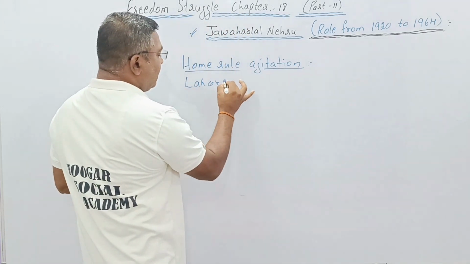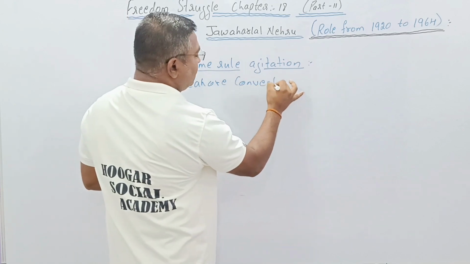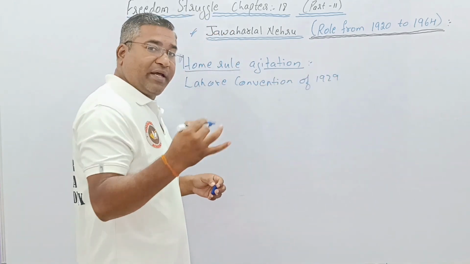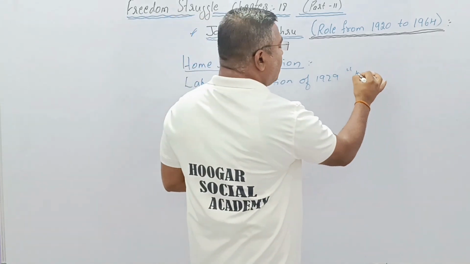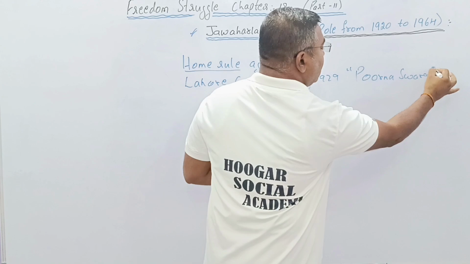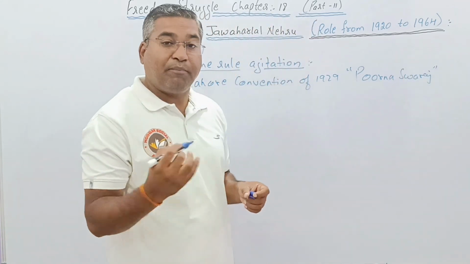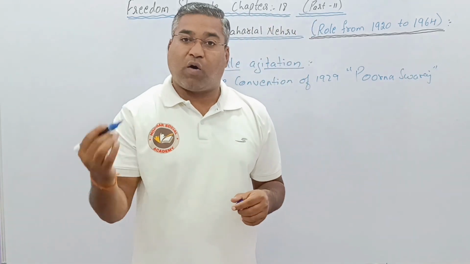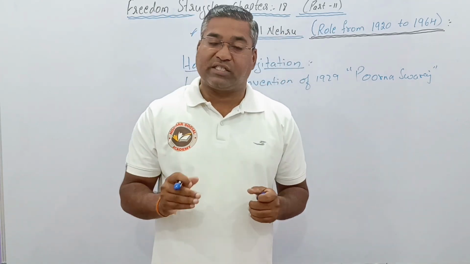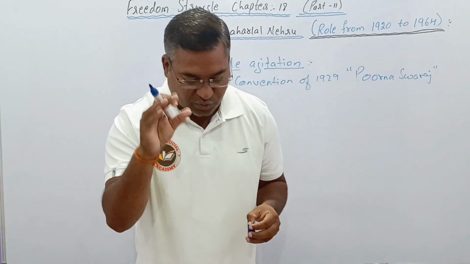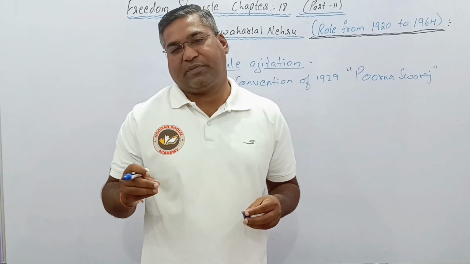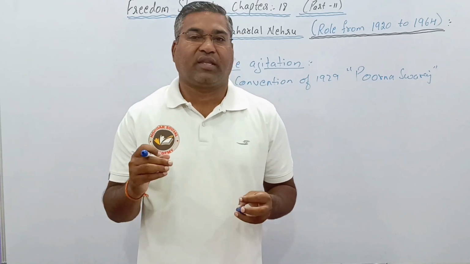The Lahore Convention of 1929, when Purna Swaraj was declared. What was declared? Purna Swaraj. Complete independence was observed under him throughout the number of areas wherever the British had their rule. So his active participation we see.